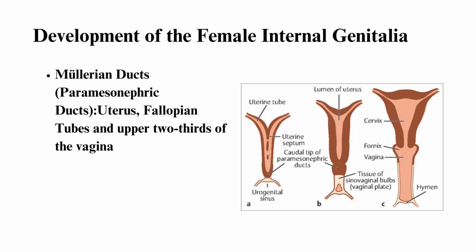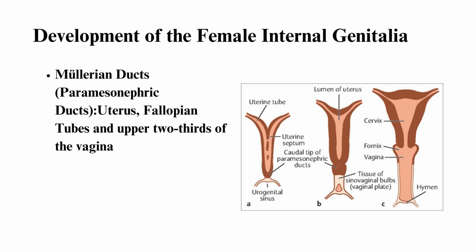Mullerian ducts, paramesonephric ducts. In the female embryo, the Mullerian ducts develop into the internal genitalia, uterus. The two Mullerian ducts fuse to form the uterus, which consists of the fundus, body, and cervix. Fallopian tubes. The upper part of each Mullerian duct forms one of the fallopian tubes.